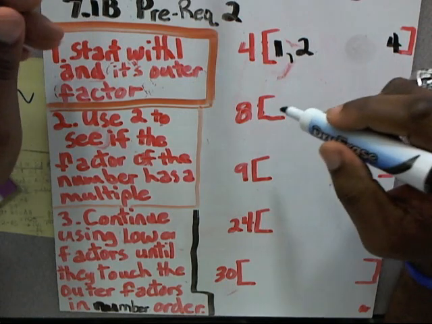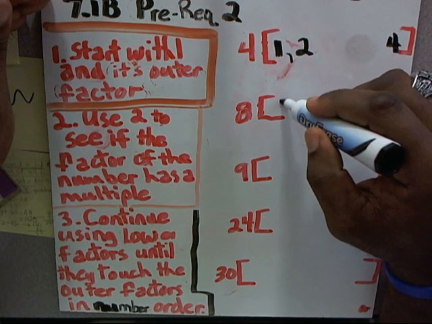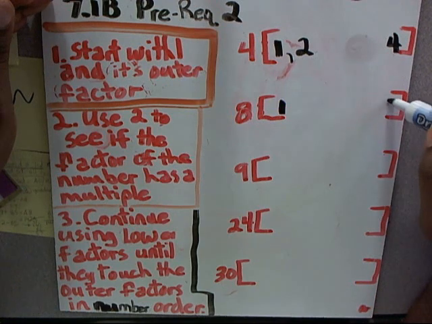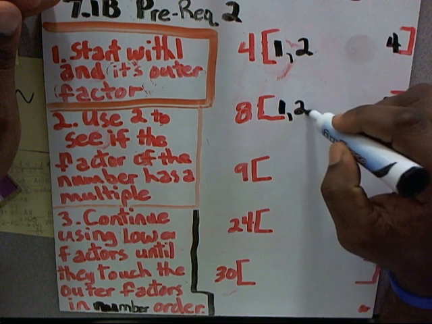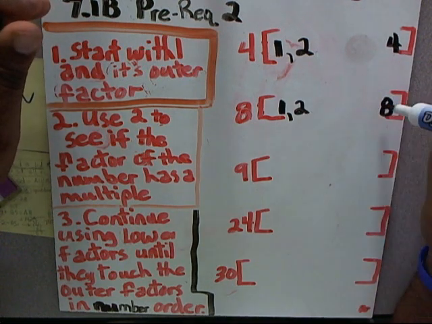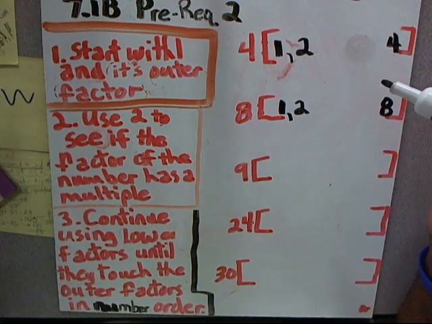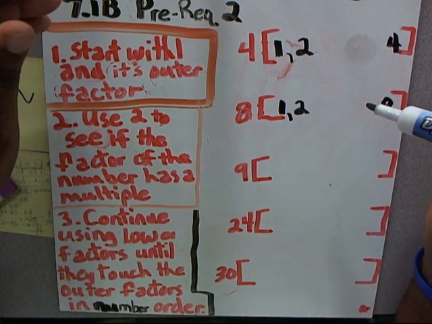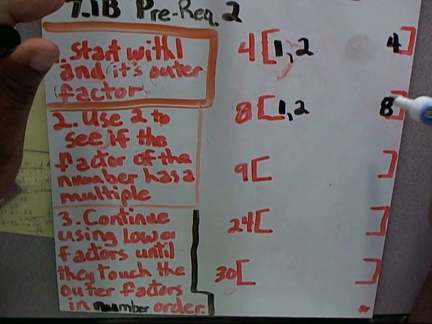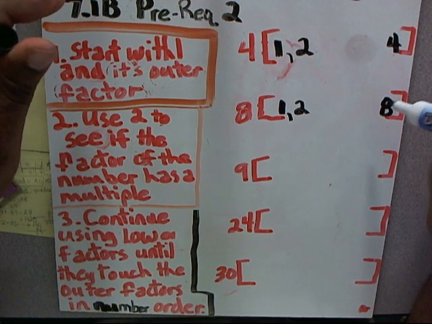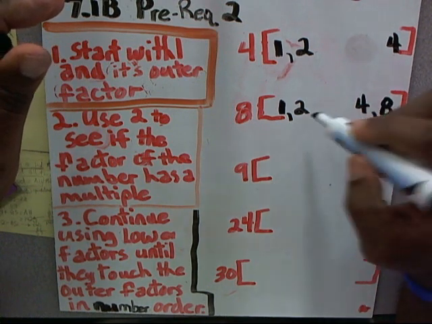Okay, the next one is 8. Once again, we're going to start with 1 and its outer factor. 1 and the outer factor would be 8. Now we're going to go with the next number, 2. Let's see if it has a factor of 8. How many times will 2 go into 8? You should be using your multiples chart. 2, 4, 6, 8. And 2 will go into 8 4 times. So you're going to put 4 right here.